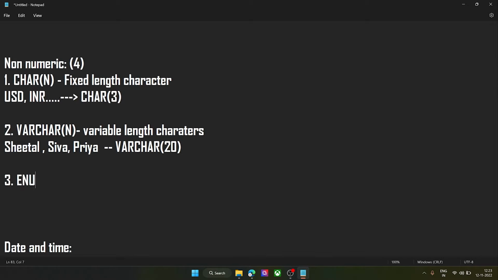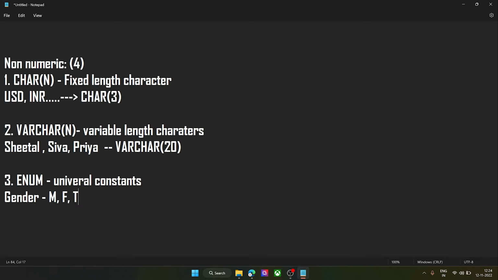Third is enum. Enum is nothing but a universal constant. For example, you can check the gender of a person. It can either be male, female, or transgender. So we only have these three types, so we put it like others or transgender.